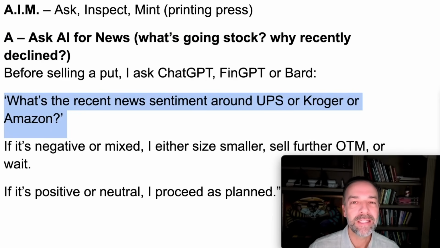What is the recent sentiment around whatever stock you want to trade? Or what are the biggest headlines? Or why has a stock recently declined? Generally, I like to trade stocks that have recently experienced a decline, so that's one that I like to ask: why has this stock experienced such a strong decline over the past week or over the past year?